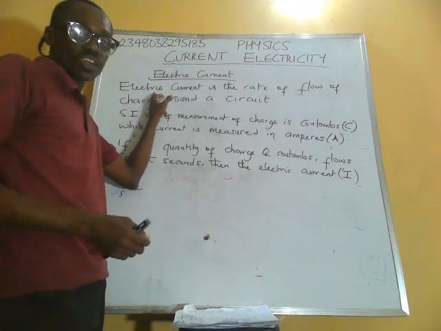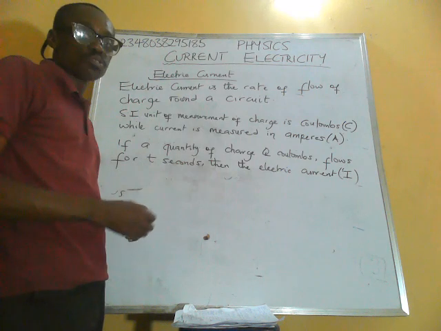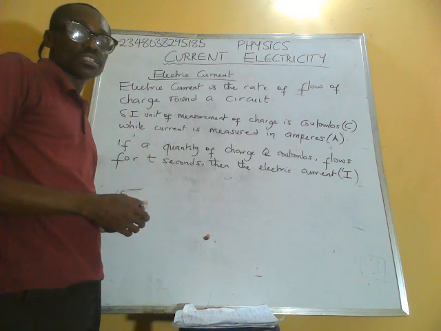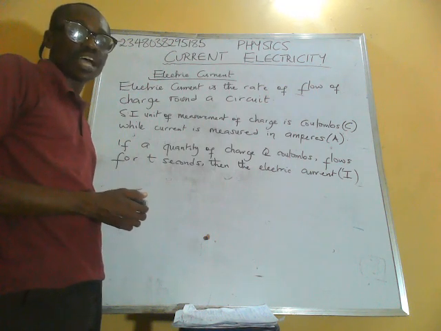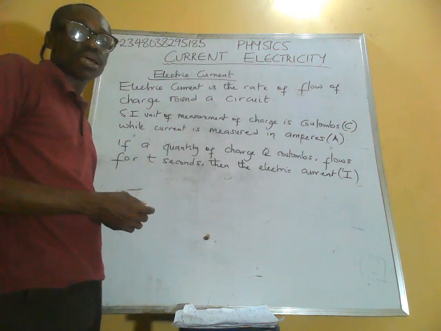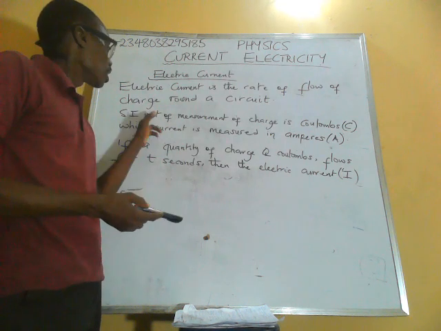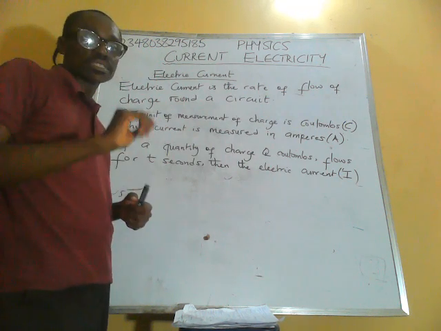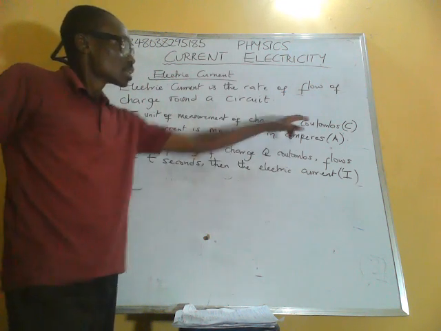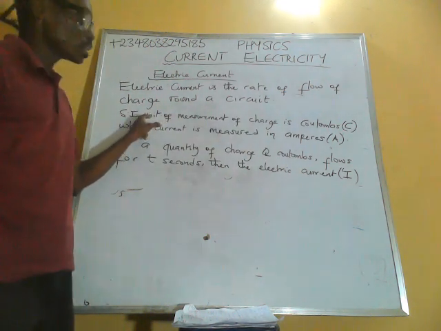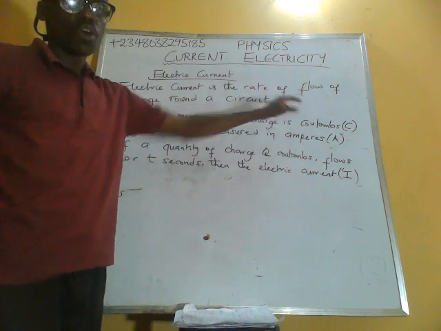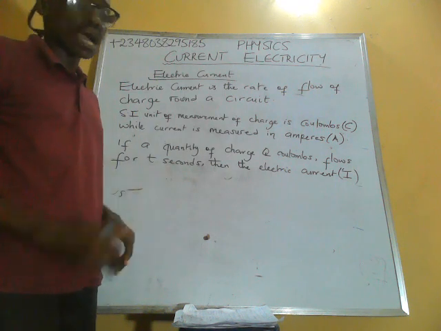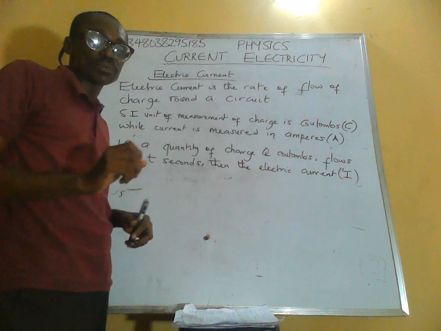Electric current, like I said, is the flow of charge round a circuit, or a flow of charge per unit time in a circuit. The SI unit of measurement of charge is coulombs. Coulombs has the symbol capital C, while current is measured in amperes, which is represented by capital A.